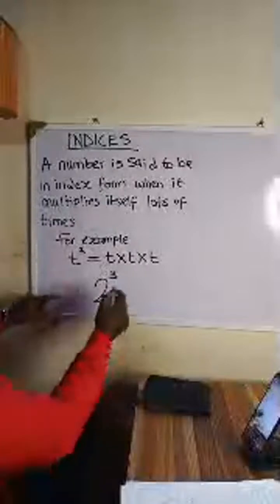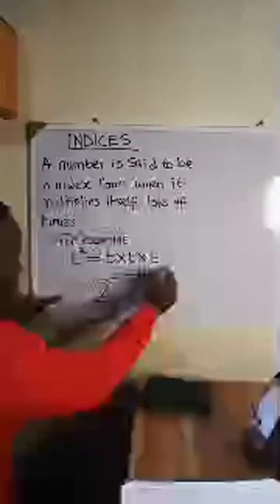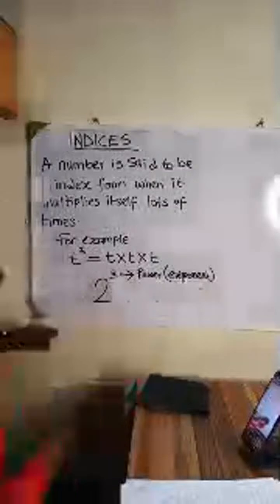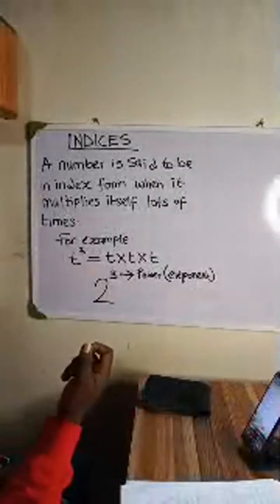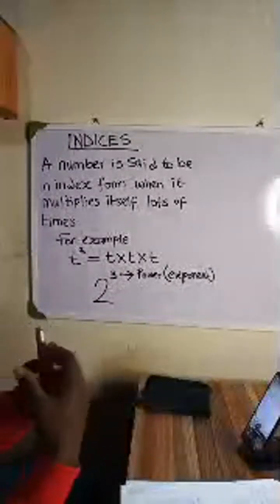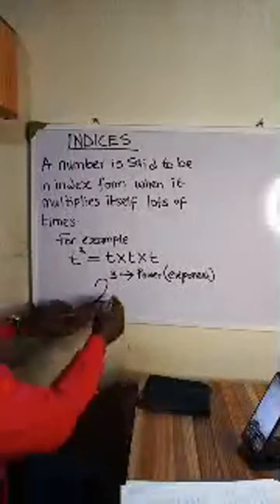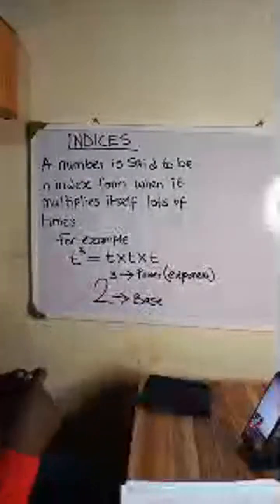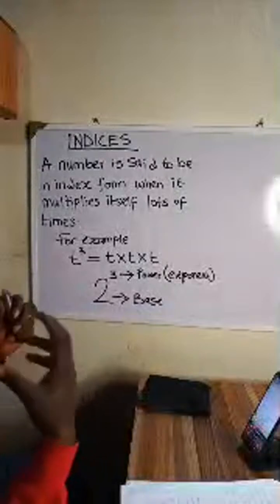So this number at the top is called the power or the exponent. This is important as we go further. It will come in handy. So you should know which one is the exponent or power and which one is the base.